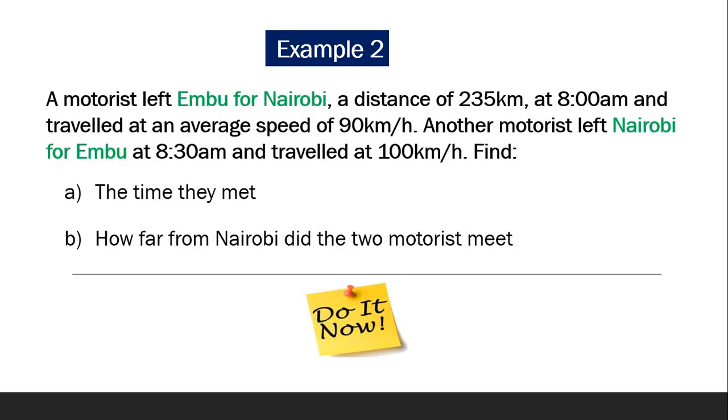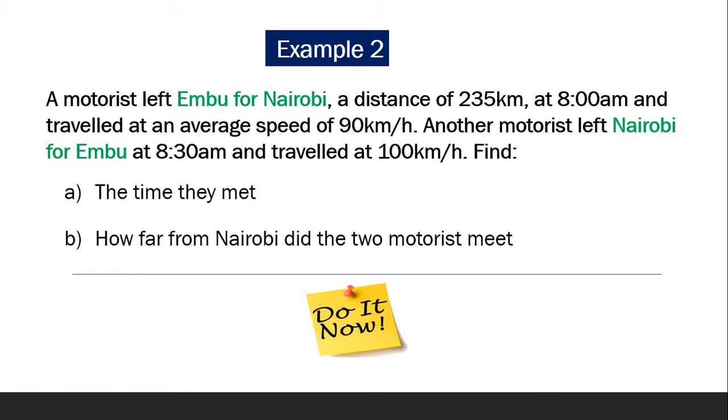Let's look at example 2. A motorist left Embu for Nairobi, a distance of 235 kilometers, at 8 a.m. and traveled at an average speed of 90 kilometers per hour. Another motorist left Nairobi for Embu at 8:30 a.m. and traveled at 100 kilometers per hour. Find A. the time they met. B. how far from Nairobi did the two motorists meet?